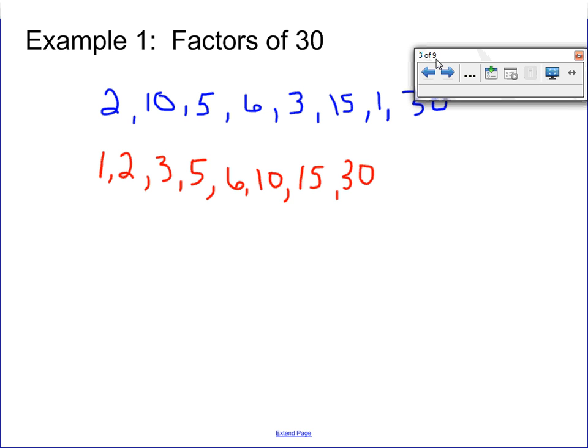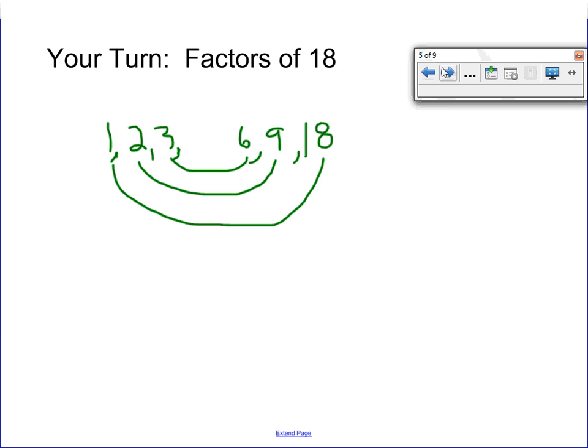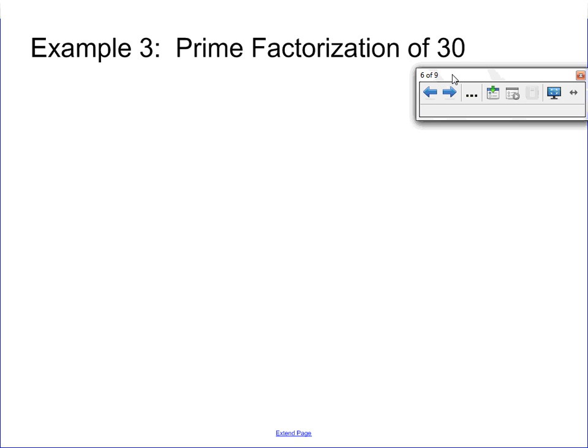But when we do prime factorization, we're looking for prime numbers. So the numbers we have here that are prime are 2, 3, and 5. 1, 6, 10, 15, and 30 are not prime numbers in this situation. So we're going to have to do a little bit of work. Here's how we do a factor tree, and it's pretty simple.